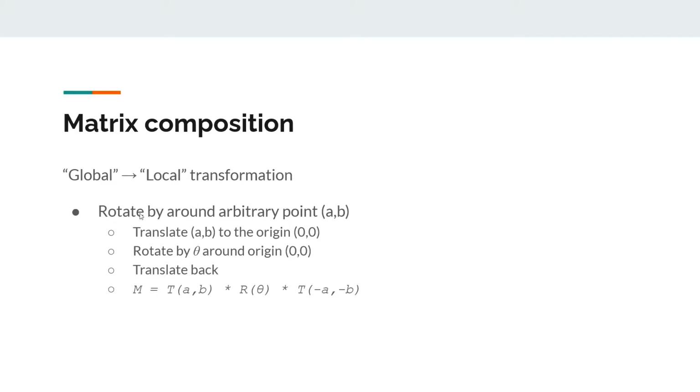So if you want to rotate around an arbitrary point, first we have to translate this point to the origin of the object, then rotate it by the selected angle around this position, and then translate it back. And it would seem that we had rotated this object around the selected point.